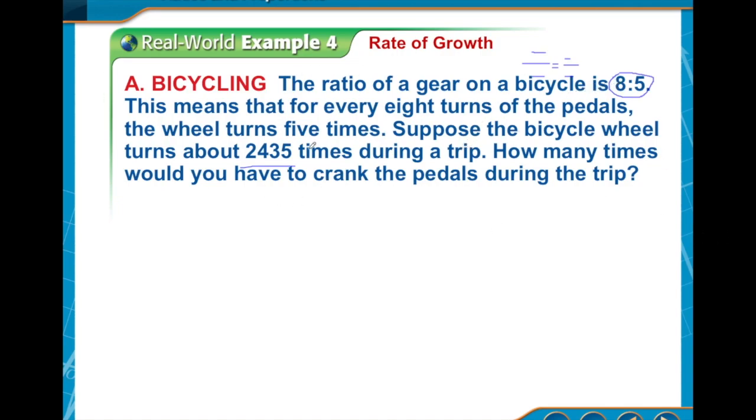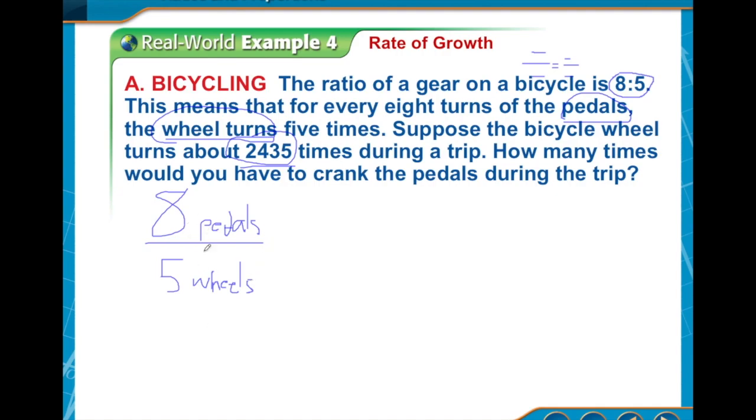The best thing to do on these type of problems is to label the units. So the 8 is for pedal turns, and the 5 is for wheel turns. We've got wheel turns and pedal turns, and the difference between those is very important. So the 8 is pedal turns. So for every 8 pedals, we get 5 wheel turns. 8 pedals, we get 5 wheels.